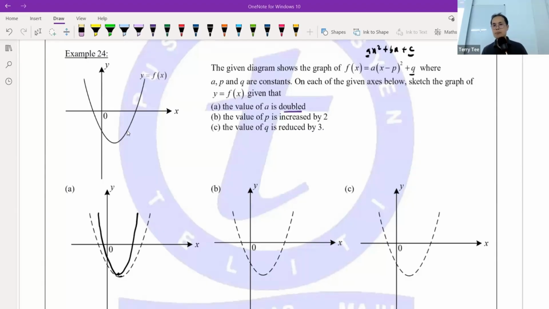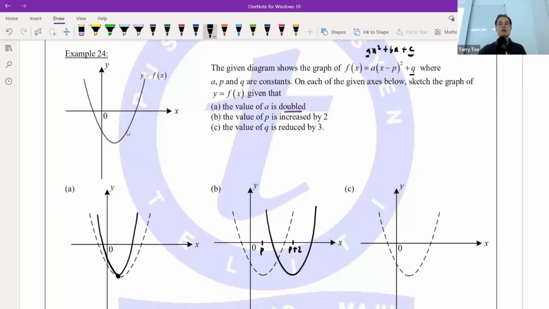Second one, p increased by 2. Now, originally your p is already on the right. So when you increase by 2, it is now shifted further to the right. So the graph will go like this. Now you don't have to label this. If you were to label this as p, this would be p plus 2. You don't have to show the y-intercept because you would have to go all the way up, right? So don't need to do that. Just show that the graph is now shifted to the right by 2.